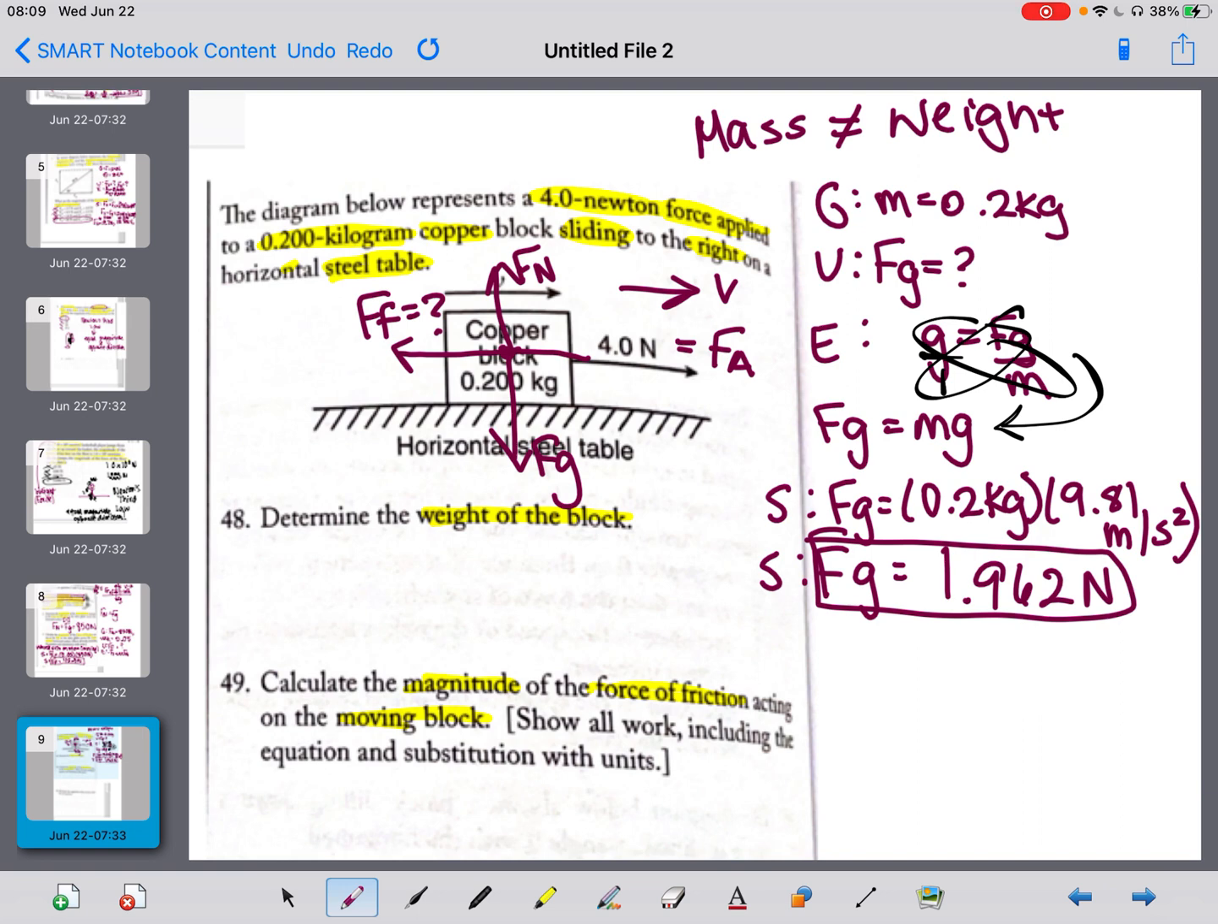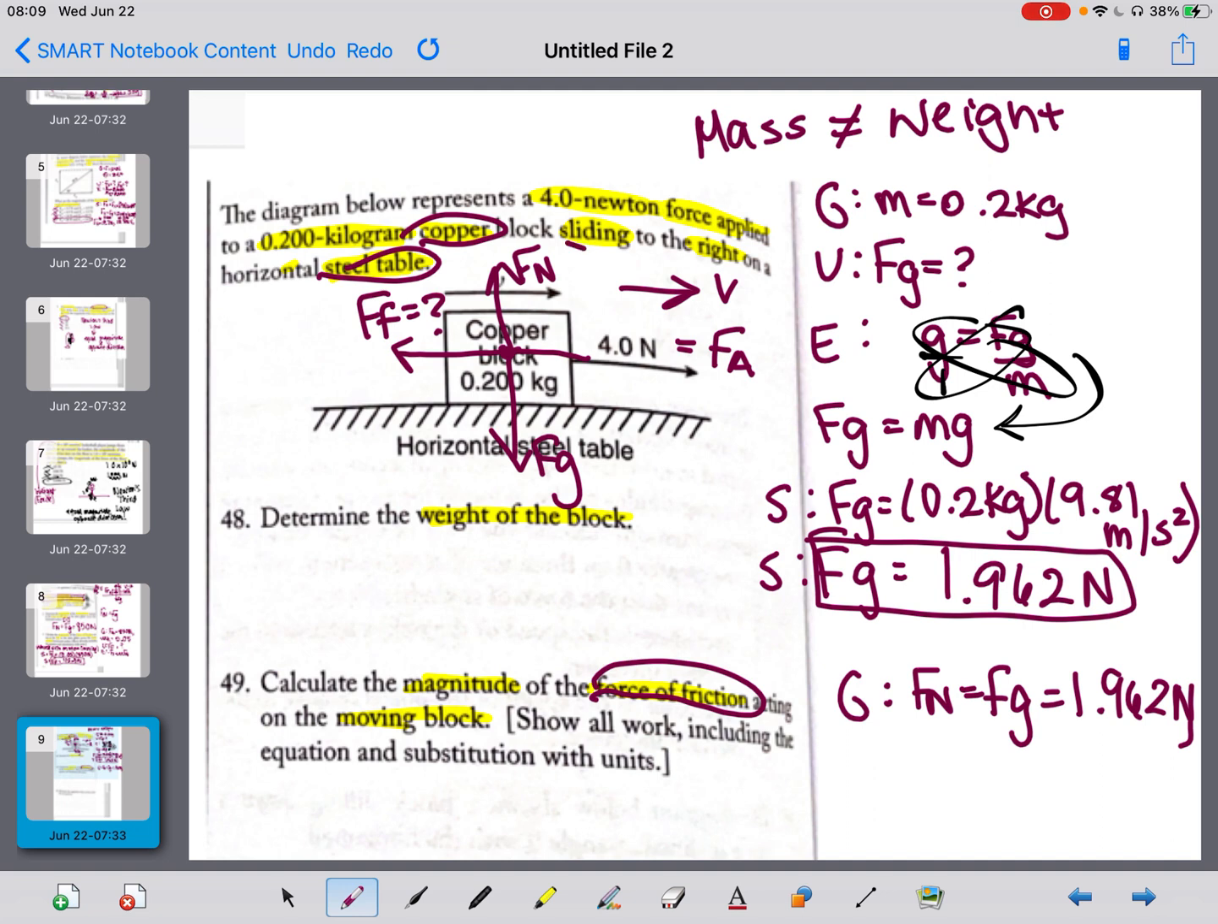So what you would need to do here, because they're not saying they want to find the net force, they want to find the force of friction, is list out your givens. Your first given would be your normal force or your force of gravity, because they are the same thing: 1.962 newtons. You have a copper block sliding on a steel table. That's really important, so it's very, very specific. So copper moving on steel.